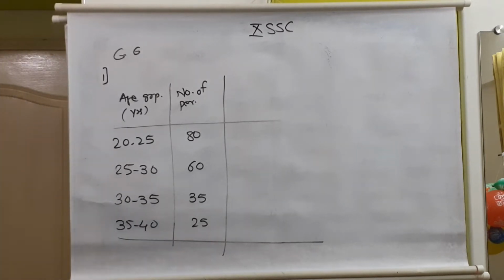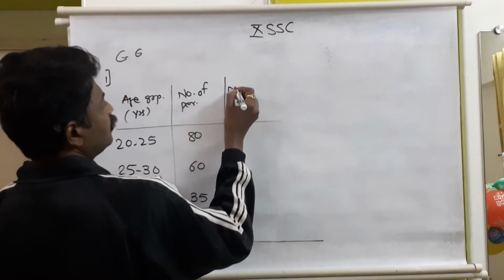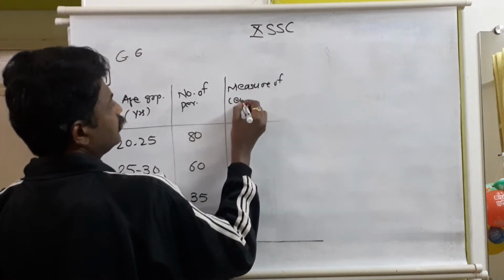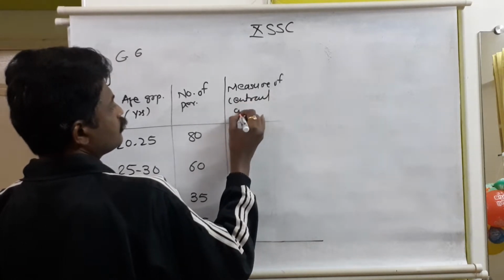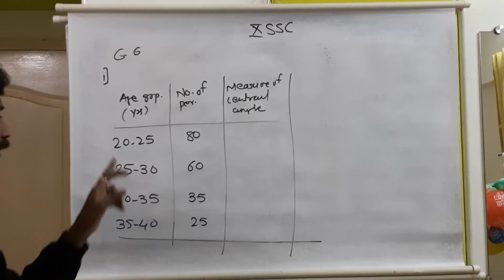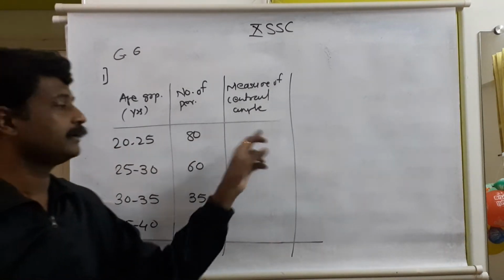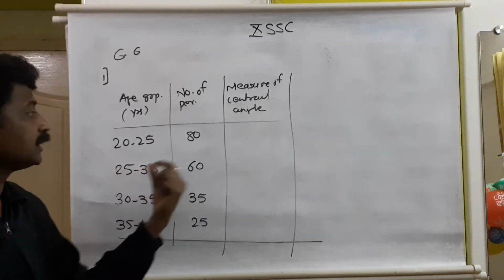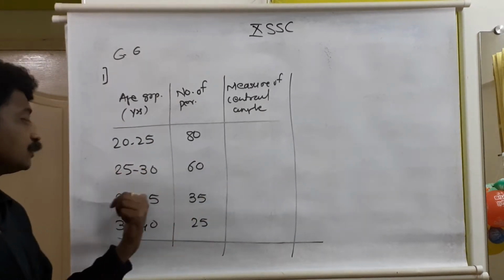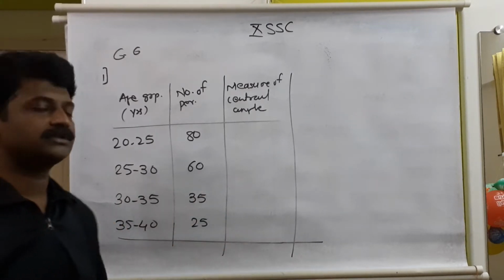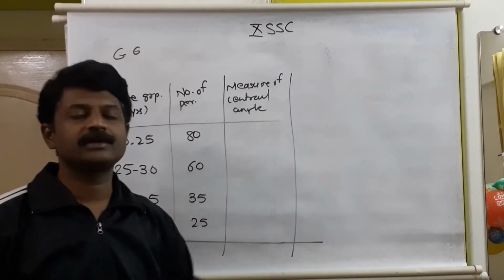For that we need to find the measure of the central angle. How can we find the measure of the central angle for the 20 to 25 age group? What is the central angle for the 25 to 30 group? For the 30 to 35 years age group? And for the 35 to 40 age group? Then we can convert it into a pie diagram.